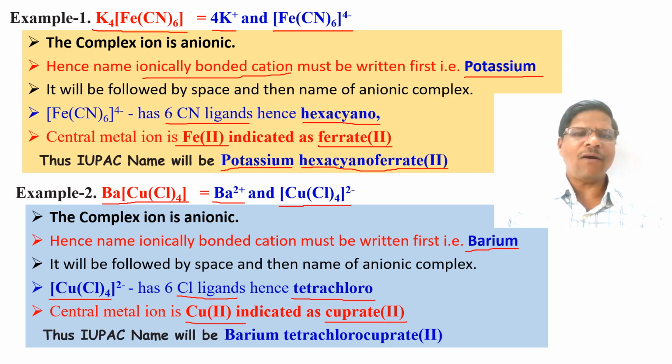If you take it all together, the IUPAC name will be barium, then a space, tetrachlorocuprate-2. Barium tetrachlorocuprate-2 is the IUPAC name of the BaCuCl4 coordination complex.